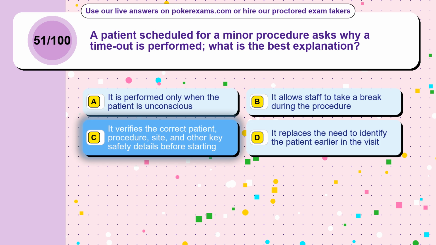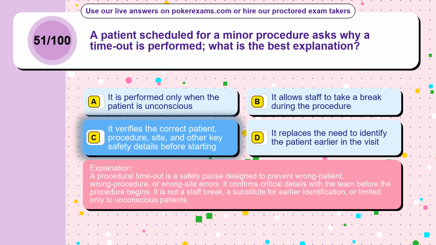The correct answer is option C. It verifies the correct patient, procedure, site, and other key safety details before starting. A procedural timeout is a safety pause designed to prevent wrong patient, wrong procedure, or wrong site errors. It confirms critical details with the team before the procedure begins. It is not a staff break, a substitute for earlier identification, or limited only to unconscious patients.